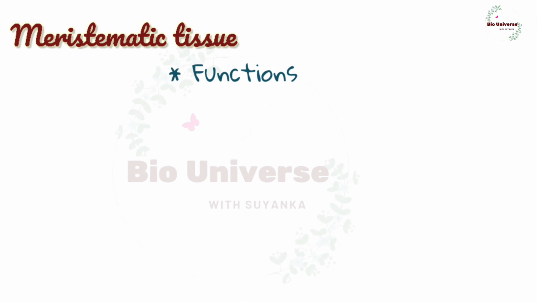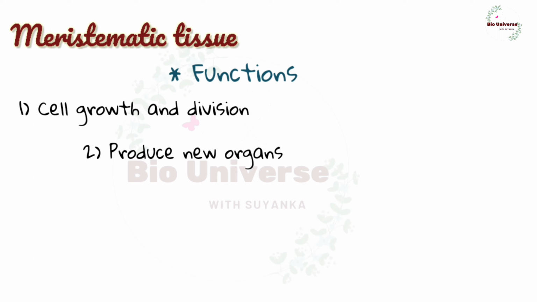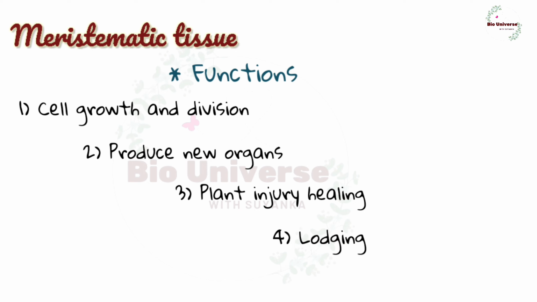Functions of meristematic tissue. Meristematic tissue takes part in growth by formation of new cells. Plants continue to produce new leaves, stem, branches, flowers, fruits, root hairs and root branches. They are formed by meristematic cells. The place of injury is healed by the formation of new cells. The shoots locked or bent by wind are made to grow upright by activity of intercalary meristem.